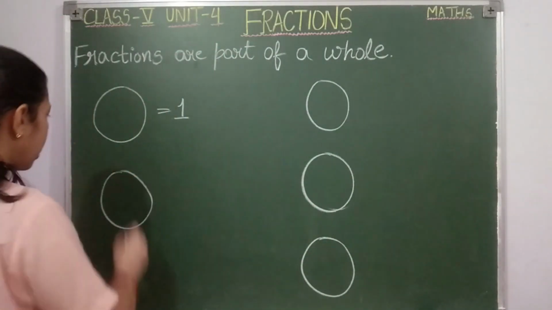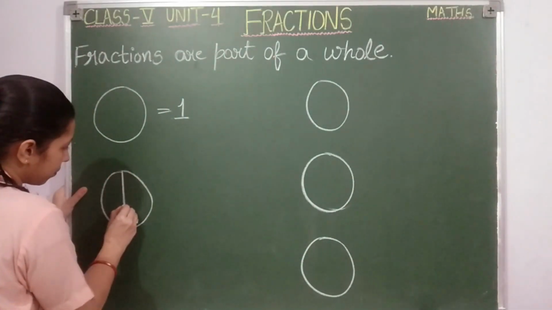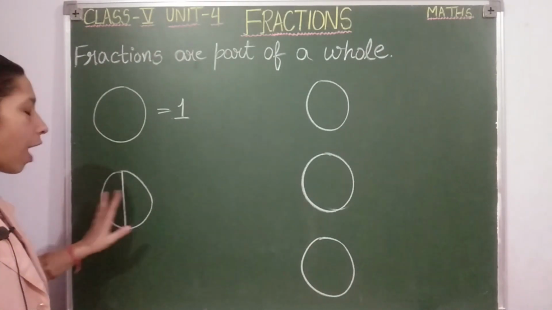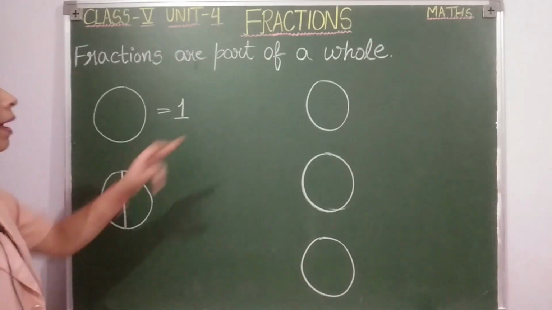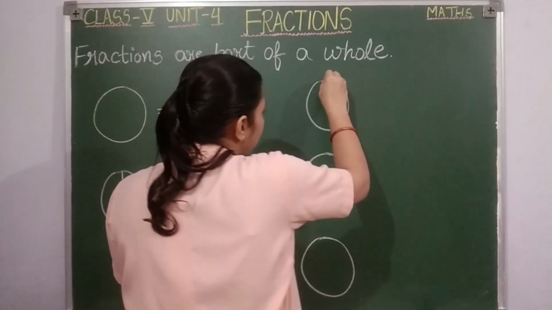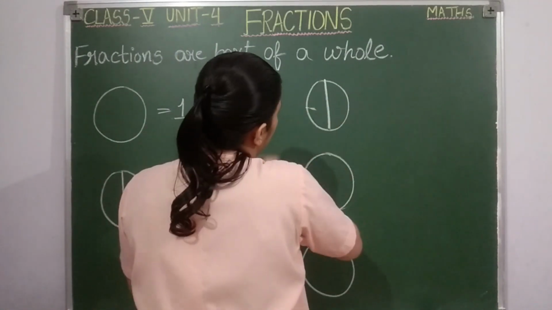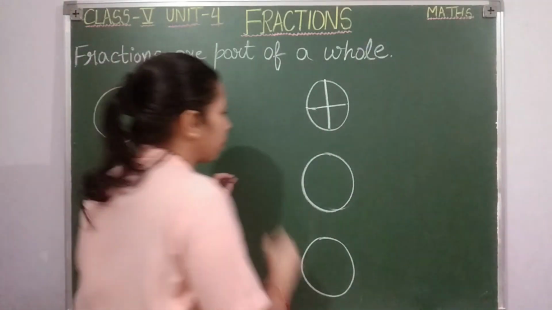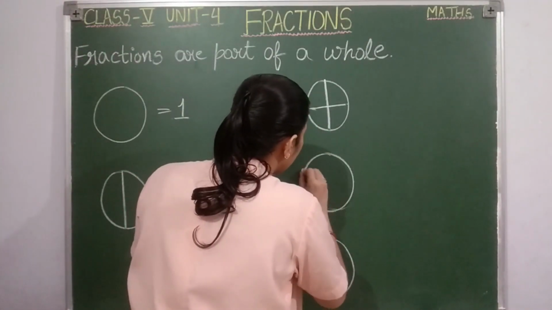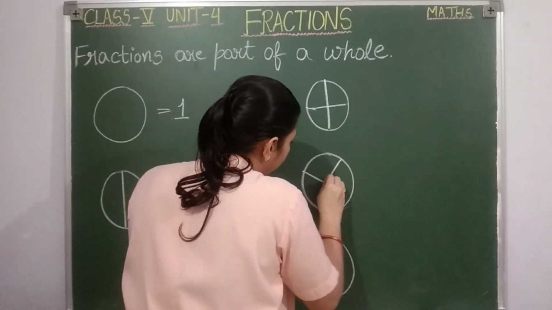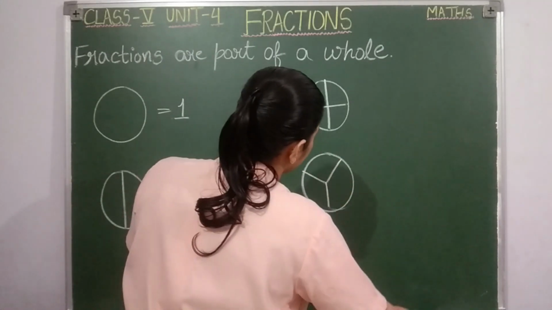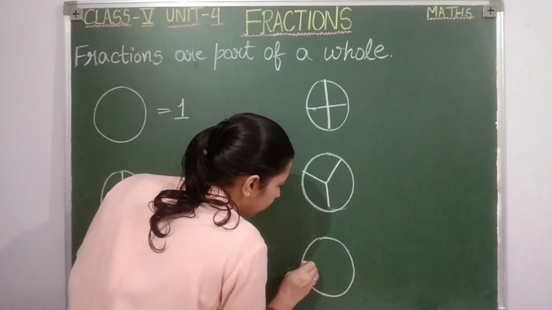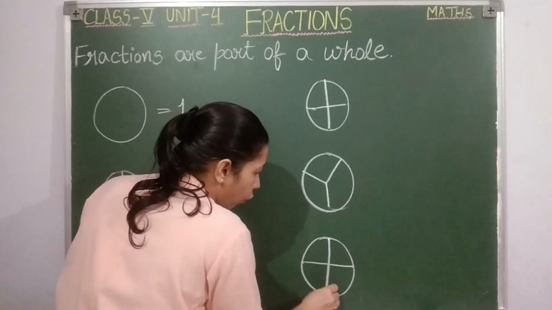This circle, students, I am dividing into 2 equal parts by drawing a line. You can see now this circle is divided into how many parts? 2 parts. Now this circle I am dividing into how many parts? 1 2 3 4, 4 equal parts. This circle I have divided into 1 2 3, 3 equal parts. And this one again I will be dividing into, okay, now 4 parts.